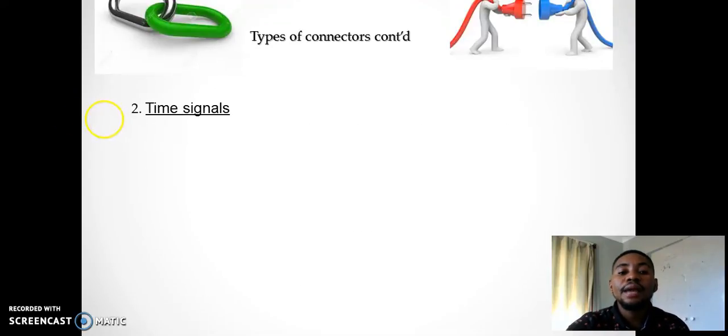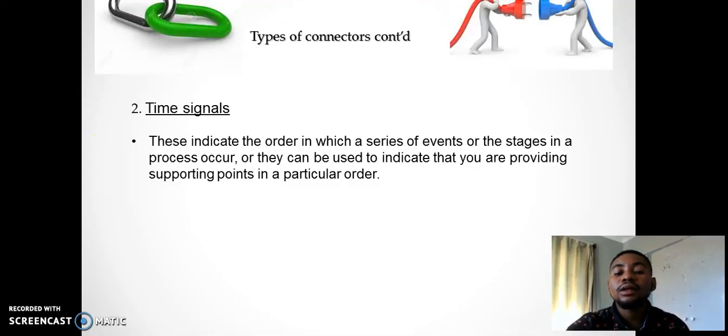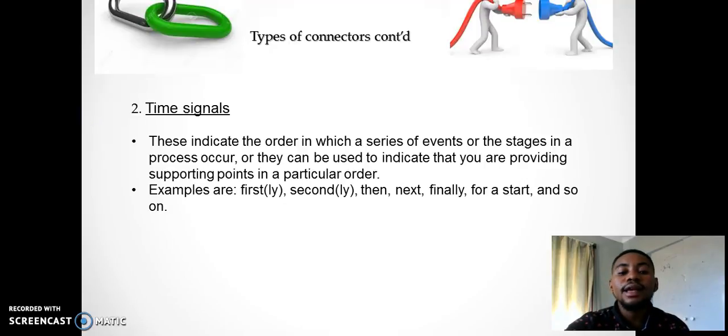We move on to number 2, time signals. These indicate the order in which a series of events or stages in a process occur, or can be used to indicate that you are providing supporting points in a particular order. Examples are firstly, secondly, then, next, finally, for a start, and so on.